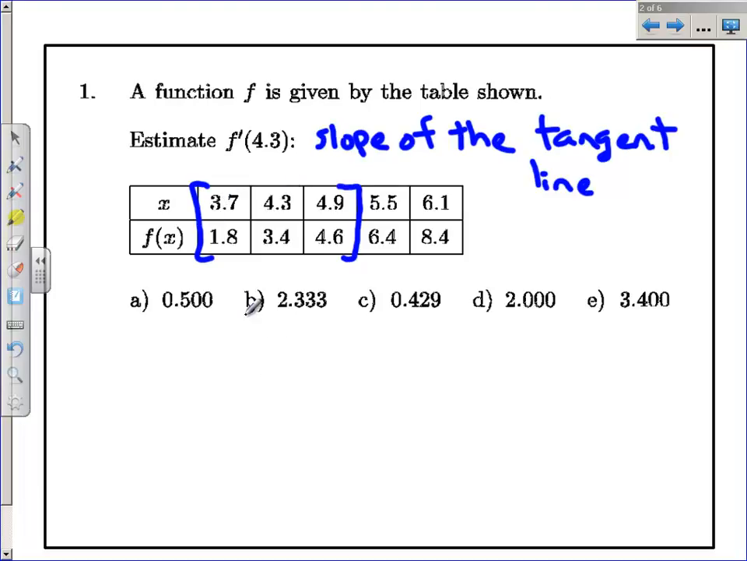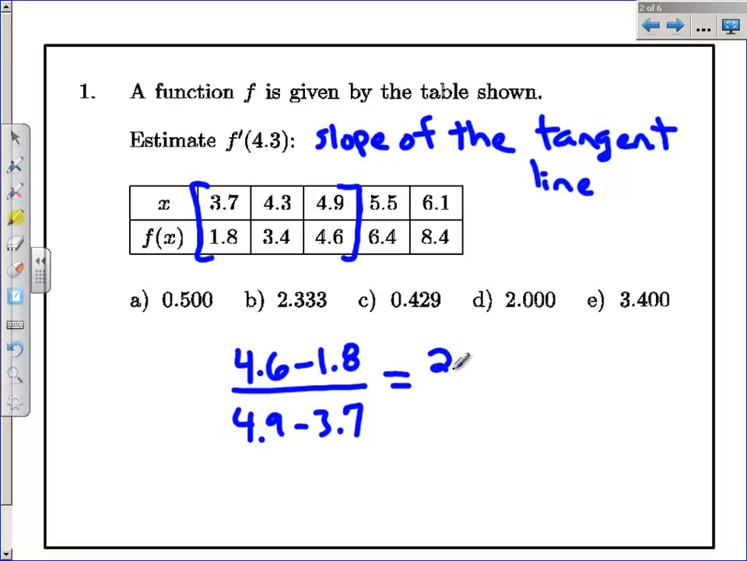So this would be, and we've seen this before, the average rate of change between those 2 points. And these 2 points, notice they're pretty close to 4.3: 3.7 on the left and 4.9 on the right. So this is going to be 2.8 divided by 1.2, which is 28 over 12, which is 14 over 6, which is 7 over 3, which is 2 1/3, which is right there. So we pick 2 points just on either side of where we're trying to find the actual.